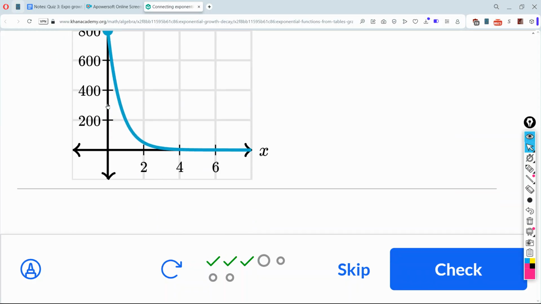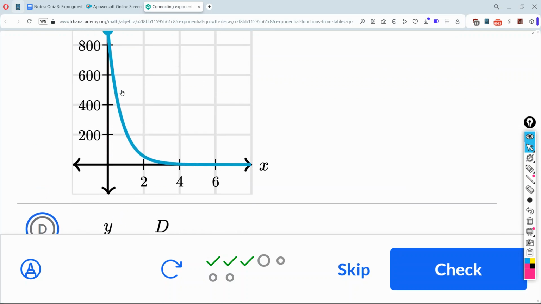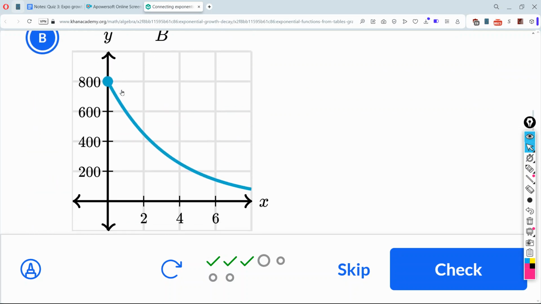This one starts at 8, but then at x equals 1, which is right here, it goes way less than 600. Remember, we said we wanted it to be 600 at x equals 1. This one goes way down lower than that. Okay, so it's definitely answer B, because right here at x equals 1, if you trace it up, y equals 600, and it starts at 8.